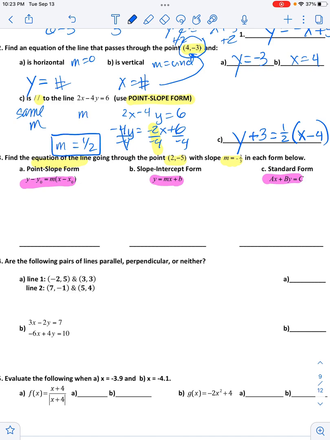So here, point slope form, I actually know the slope and the point. So I simply take y minus the y coordinate, but minus the negative becomes positive again, equals the slope times x minus the x coordinate. So that's actually just my answer. I don't have to do any work. If you know a point and the slope, you never have to do any work for that one.